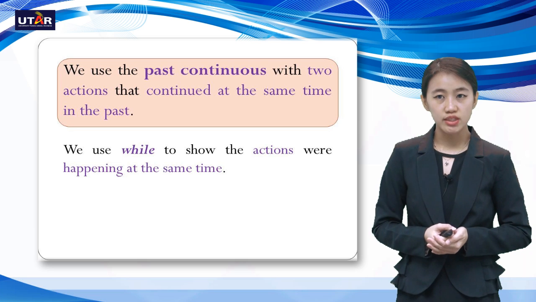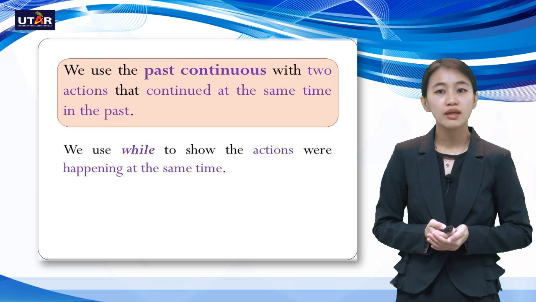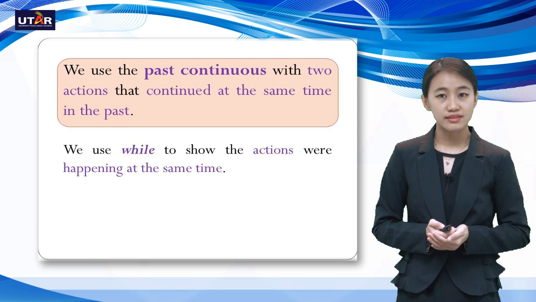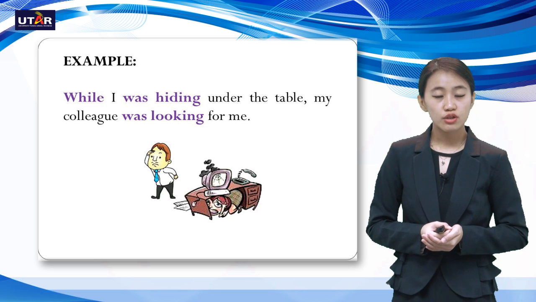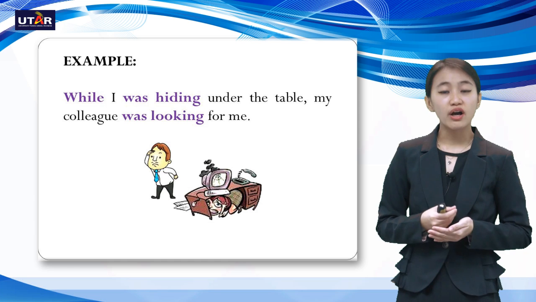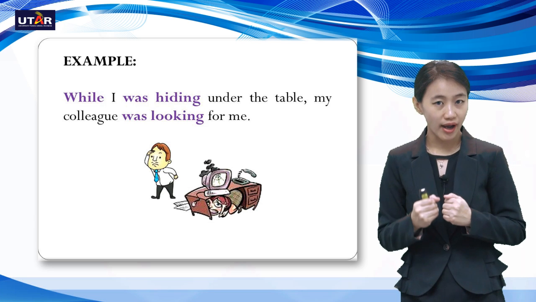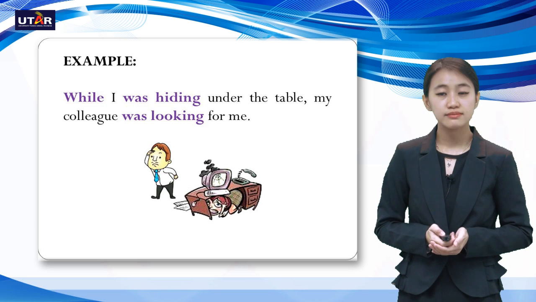We use the past continuous with 2 actions that continued at the same time in the past. So we use while to show actions that were happening at the same time. So the example here, while I was hiding under the table, my colleague was looking for me. So here we use both in past continuous form with while because both are actions that are happening at the same time. So while I was hiding, at that particular time that I'm hiding, my colleague was looking for me.